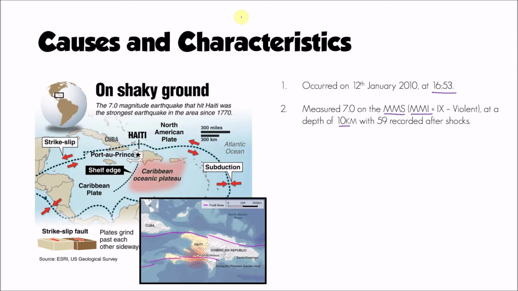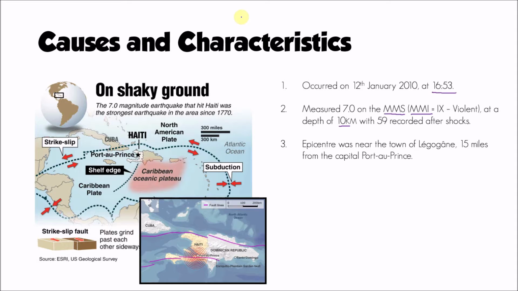There were also 59 recorded aftershocks, and those aftershocks tended to punch above their weight really, in so much as the initial earthquake probably did some damage to lots of buildings, which then may well have subsequently collapsed during one of those aftershocks. So even though they are smaller in magnitude, they can have a disproportionately large impact because the buildings have already been damaged by the initial earthquake.